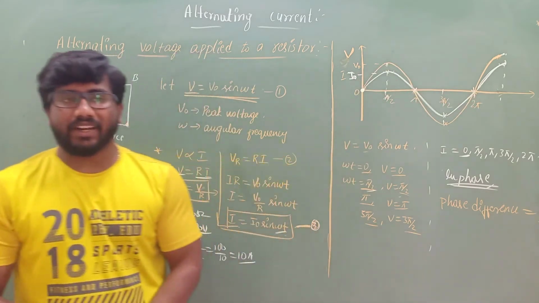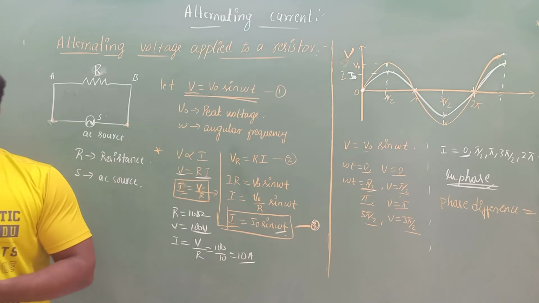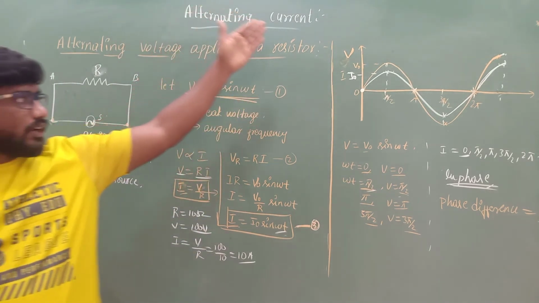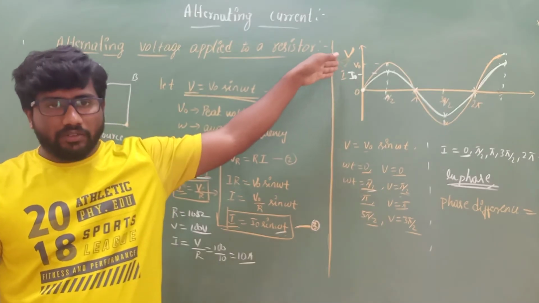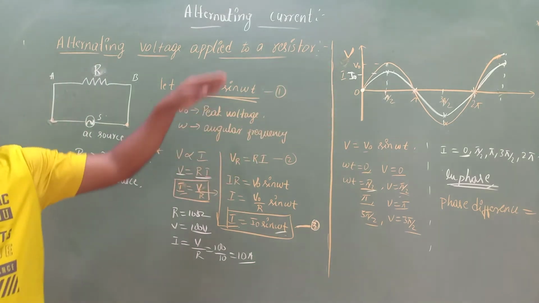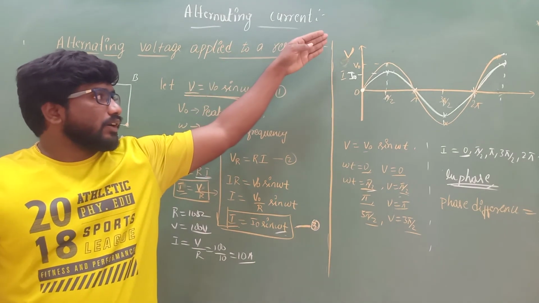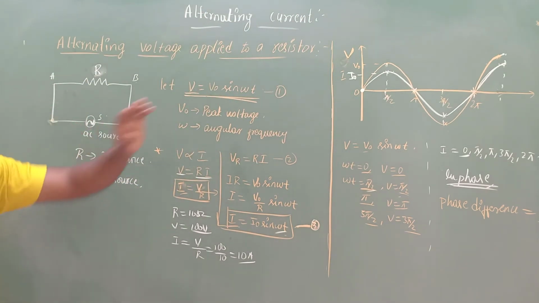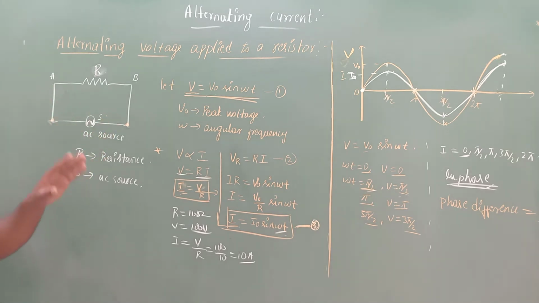You already studied that in your oscillations and waves chapter, so the same thing applies here also. If both the sine functions, both the physical quantities like voltage and current, are in phase, then the phase difference is 0. So this will be the concept. And if I want to plot the phasor diagram, phasor diagram is nothing but a kind of rotating vector. It's a kind of rotating vector that I'll tell you.